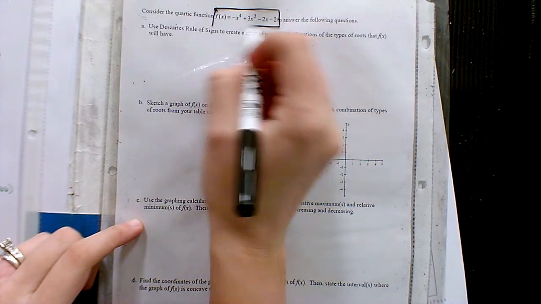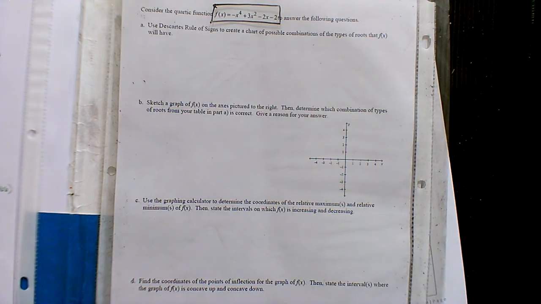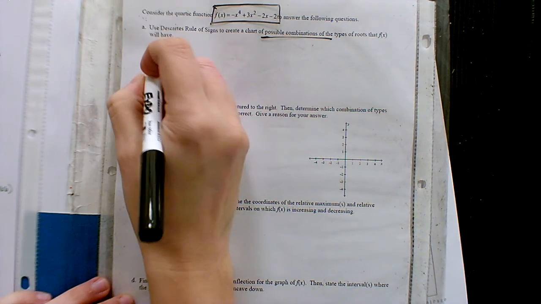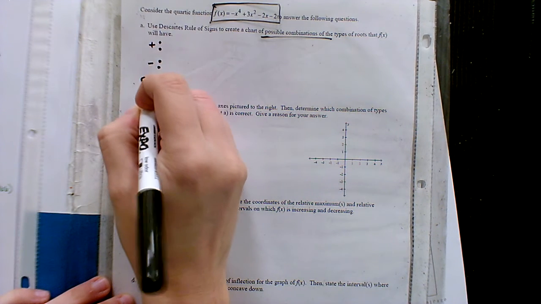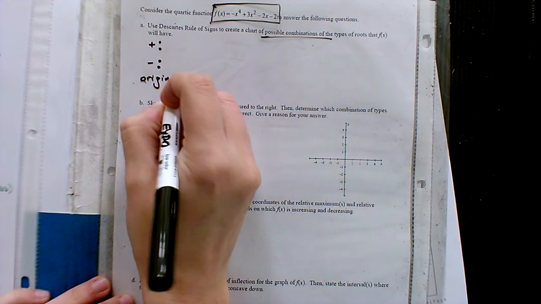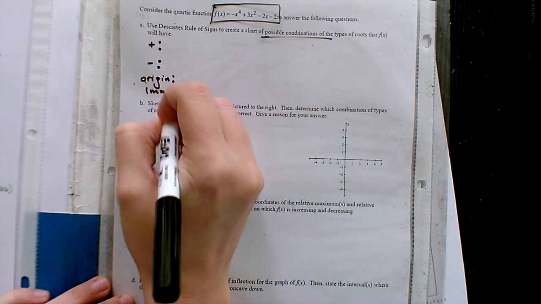Consider the quartic function, okay, power of 4, to answer the following questions. Use Descartes' rule of signs to create a chart of possible combinations. So we're going to have to roll through our list of negative options, positive options, origin options, and imaginary.